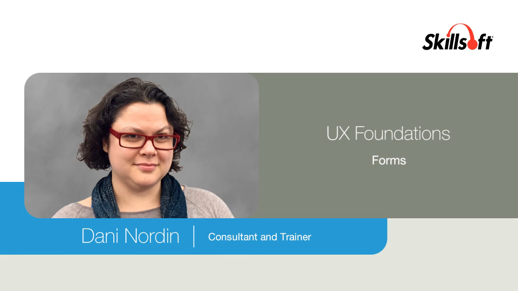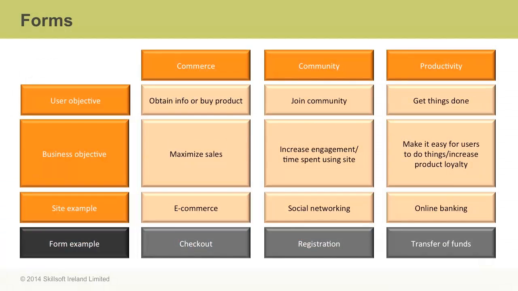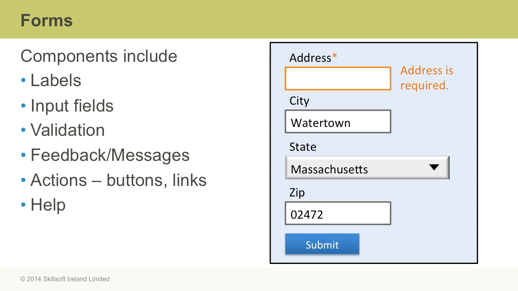Forms are one of the primary ways that users interact with our product and enter our marketing funnel. By making it easy to fill out and get through the form, we increase the likelihood that users will remain loyal to our product. Some examples of key forms that may exist in your product include the checkout process, user registration, or money transfer.